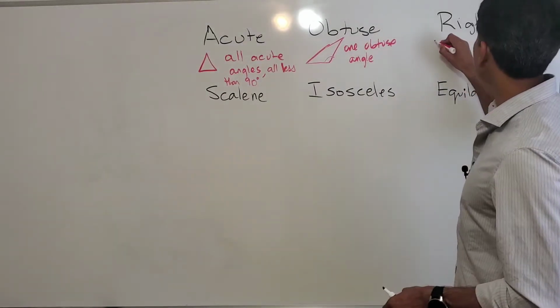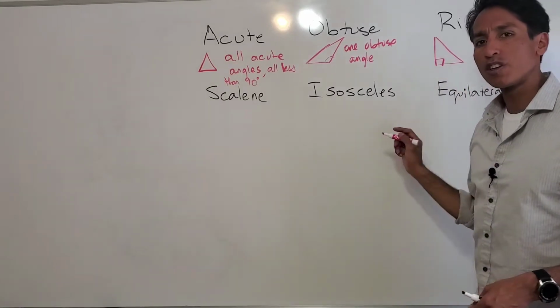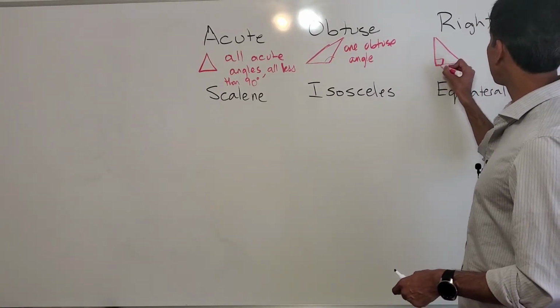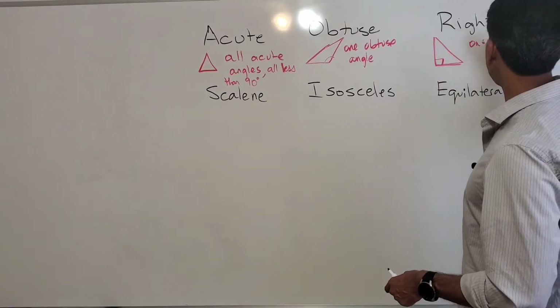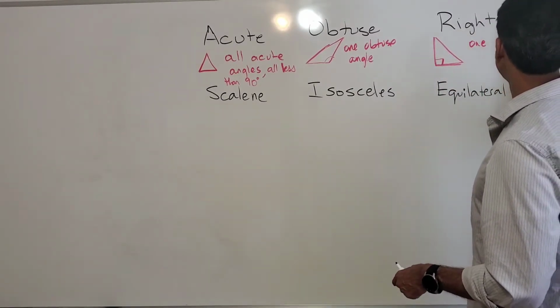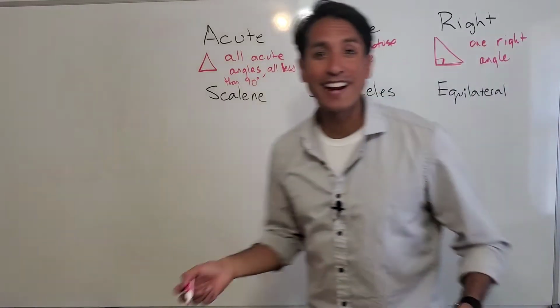And then we have our right triangles, and those you're probably the most familiar with. It has that little corner symbol, right? The little box which tells you that this is a 90-degree angle. And so we can say one right angle. Okay, hope you can read my writing.